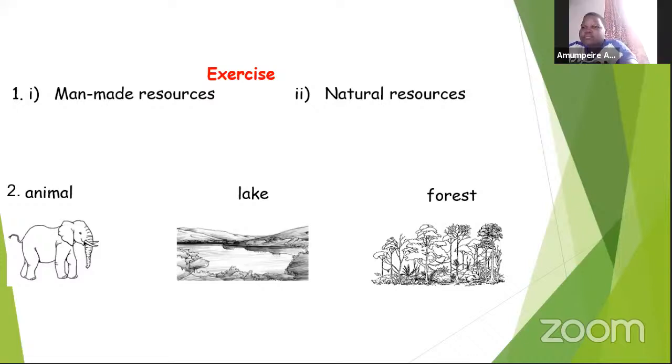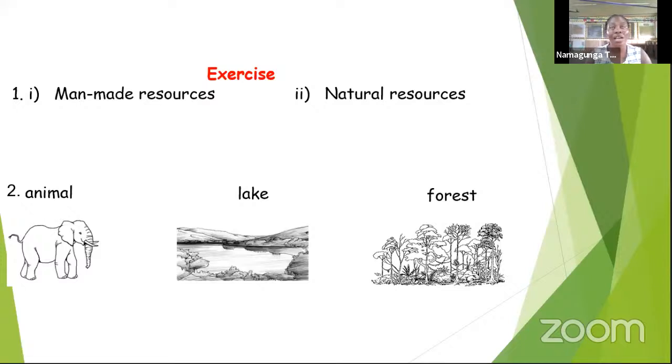Number 4. Anne Beatrice, are you there? Yes, teacher. You are giving me the answer of number 4. The question is, what are natural resources? Natural resources are those that exist on their own. I like your answer. Very good. We are on number 5. Number 5 is saying, give 4 examples of man-made resources.